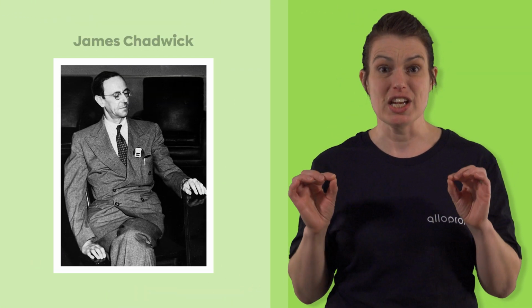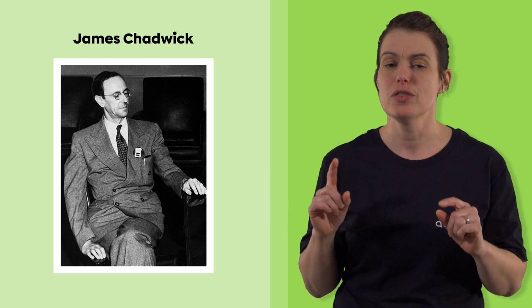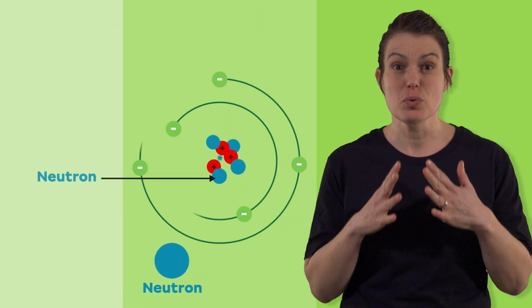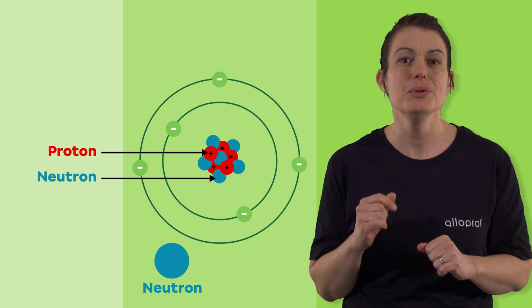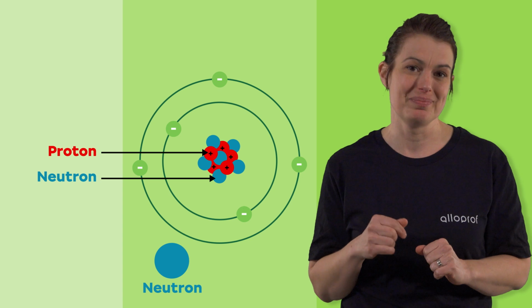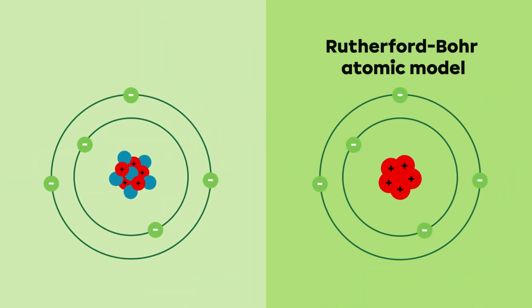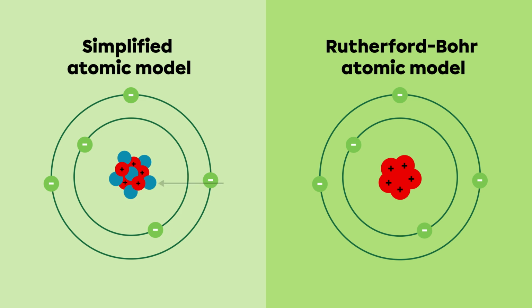In 1932, the English physicist James Chadwick finds the answer by discovering a new particle in the nucleus, the neutron. This particle is neutral. Neutrons form bonds with protons and decrease the repulsive forces between them. Neutrons make the nucleus stable. The Rutherford-Bohr atomic model is replaced by a new model, the simplified atomic model. The difference between the Rutherford-Bohr model and the new simplified atomic model is the presence of neutrons in the nucleus.